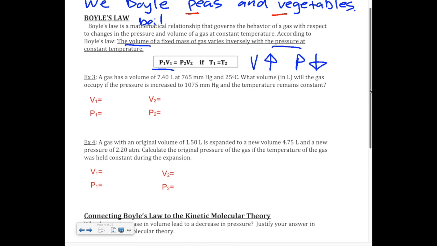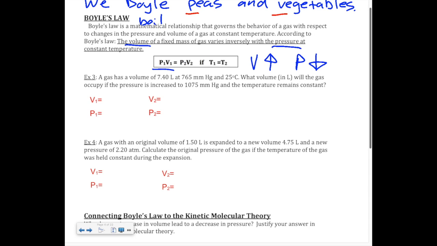Now what this is really assuming too is that the temperature remains constant. So temperature is the same in its initial condition and its final condition. Since it's constant, it's not really included. I scratched it out right here, but it's really T1 equals T2.